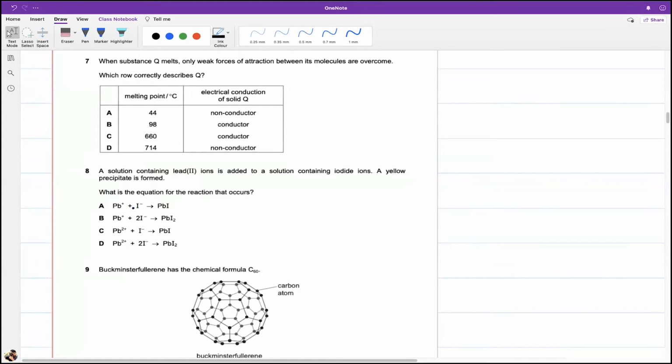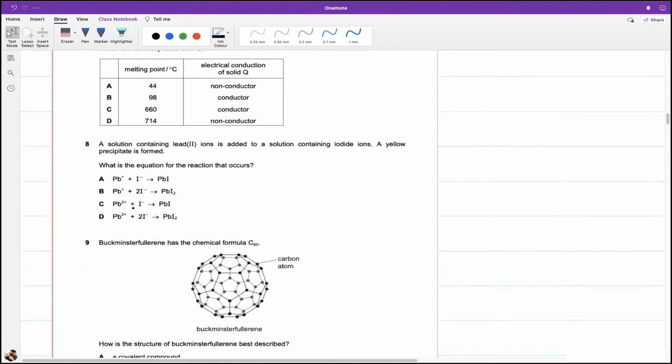When substance Q melts, only weak forces between its molecules are overcome. Of course. Which row describes Q? So वो melt हो रहा है और weak force of attraction है between the molecules, which means molecules हैं तो low melting point होगा, ठीक है, और वो बिजली conduct नहीं करेगा. So low melting point and does not conduct electricity. That's A. How do I know that it doesn't conduct electricity? Because these are molecules. They don't have any free electrons or free ions.